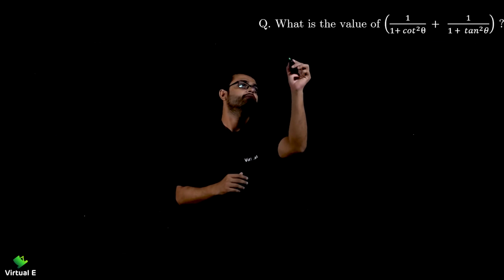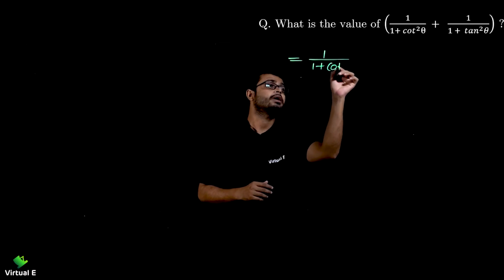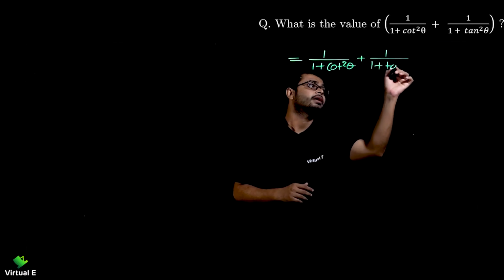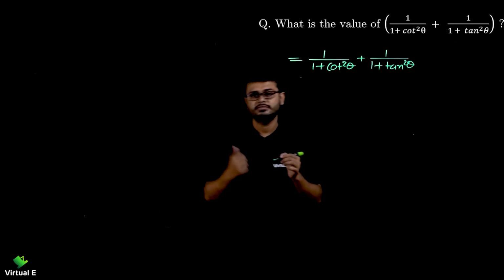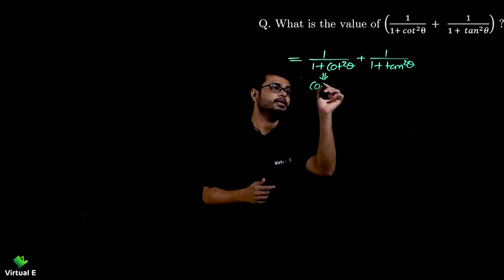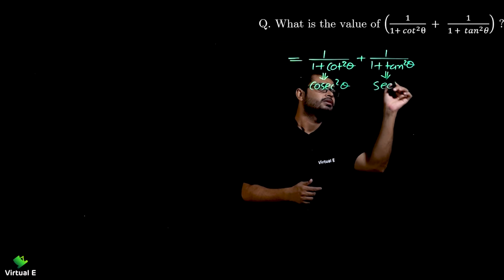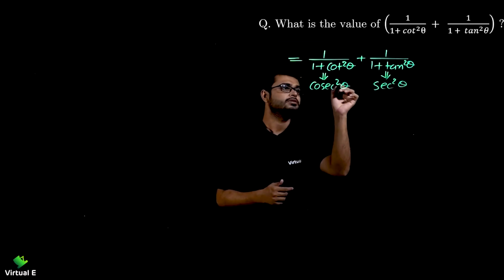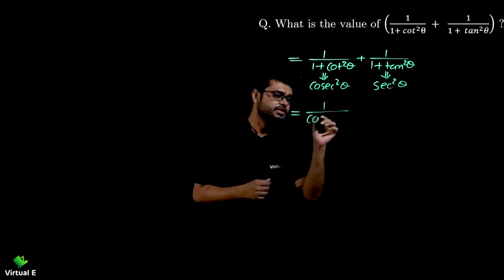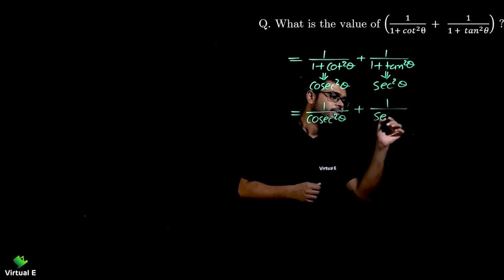Let's do it. So we want to know the value of 1 upon 1 plus cot square theta plus 1 upon 1 plus tan square theta. Done? Simple. Now the identity is what? Here it will be cosec square theta, and here it will be sec square theta. Simple. So let's substitute that. Here it will become 1 upon cosec square theta plus 1 upon sec square theta.